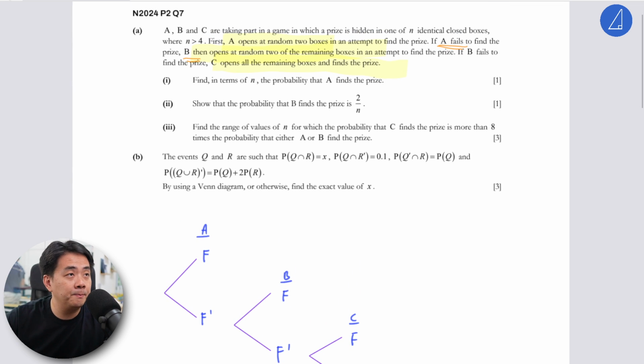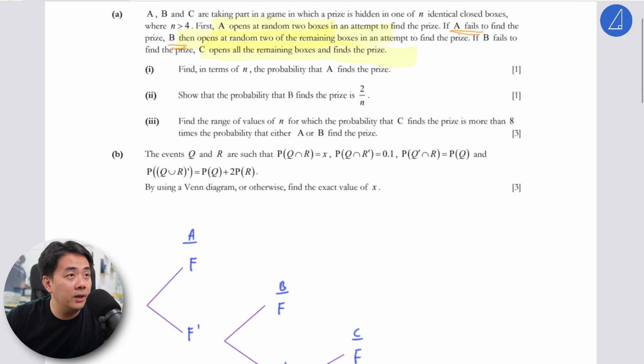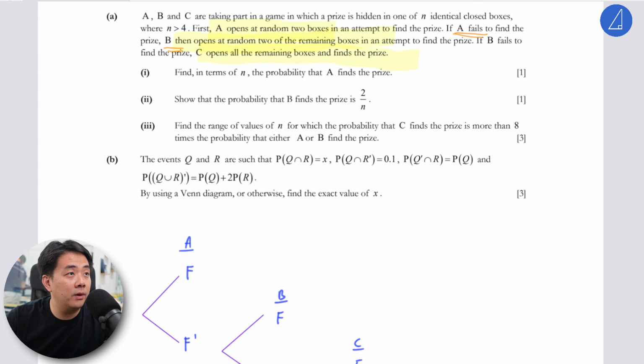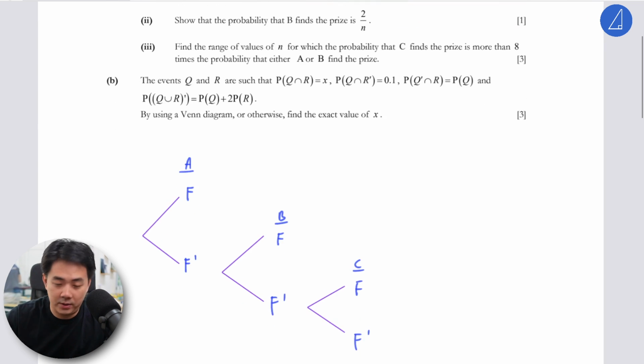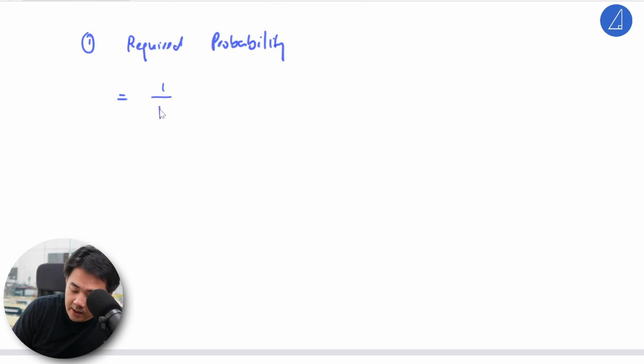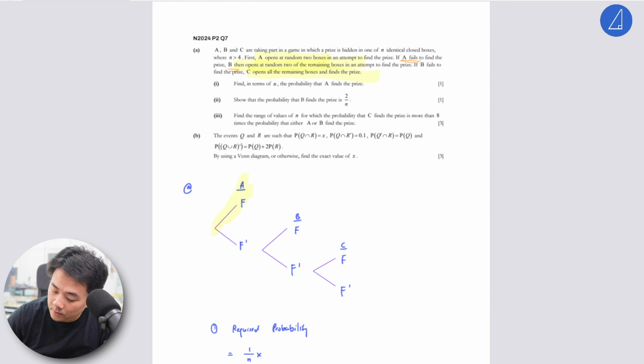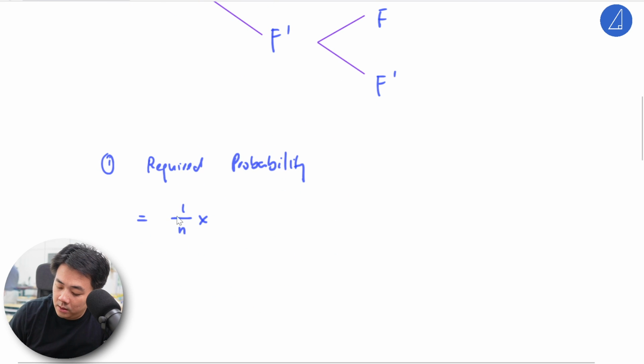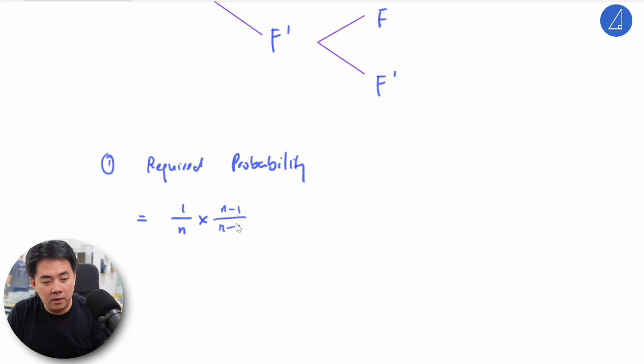So the first one, A opens at random to find the prize. Okay. Find in terms of n the probability that A finds the prize. So meaning we want to find this box here. It will be 1 over n, right? This is the one box that contains a prize. Then they draw, because you pick 2 in one single attempt. So 1 over n, then 1 over n minus 1 for the other one, diminishing.